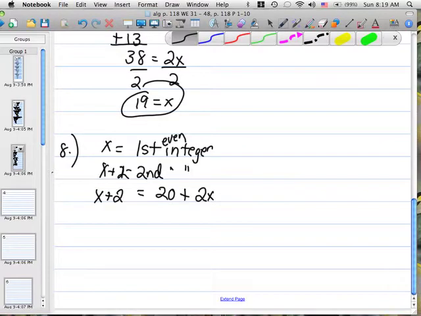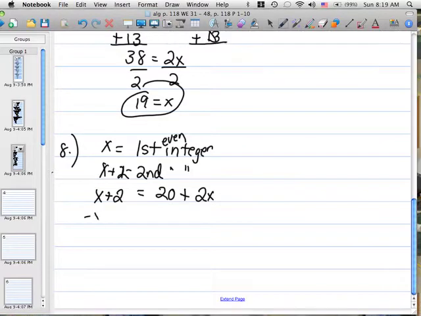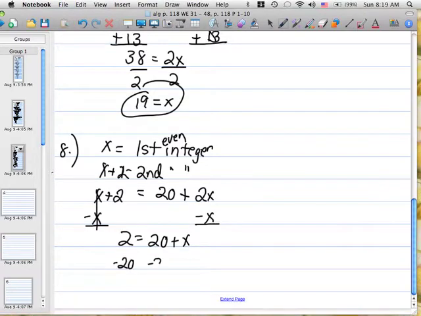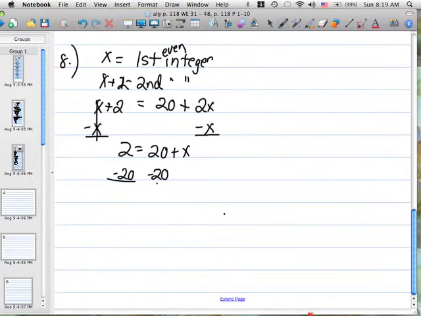Keeping the coefficient number in front positive, so we're going to eliminate the x on the left by subtracting it. So we have 2 equals 20 plus x. Then subtract the 20 from both sides. To solve for x, we get negative 18 equals x. So negative 18 is the first even integer.